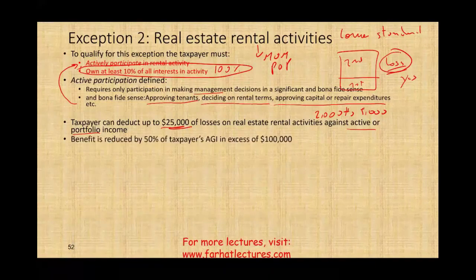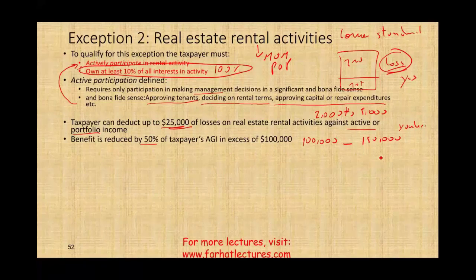So there is a threshold. The benefit is reduced by 50% of taxpayer AGI in excess of 100,000. Simply put, once you exceed the 100,000, benefits are reduced. And once you get to 150,000, you lose all this benefit. Back then, unfortunately, I never lost anything, because I did not make more than 150,000. I was right out of college, and I did not have that income.